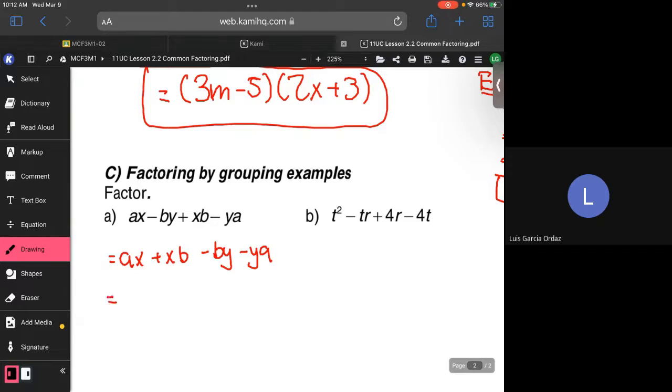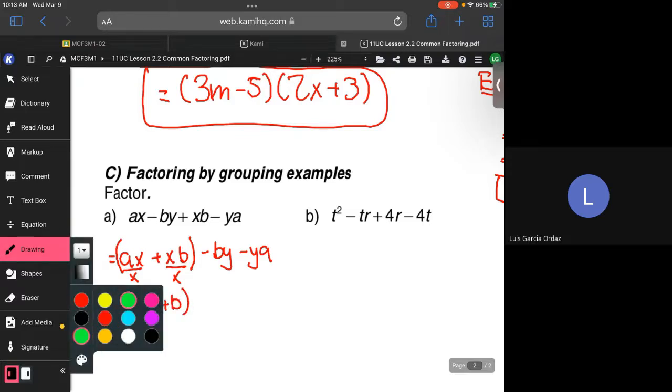So let's look at half of it first. We're going to look at this half, so we're going to ignore negative by minus ya. We're going to focus on ax plus xb. So between those two terms, what is my common factor? X, right? Which means I divide everything by x. So what is left over in my bracket? A plus b.